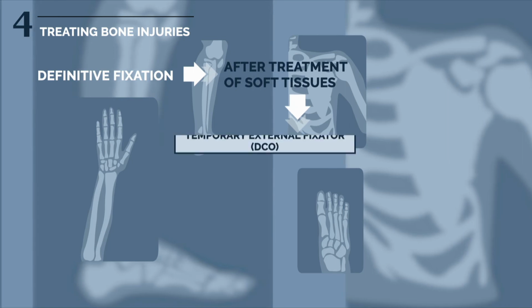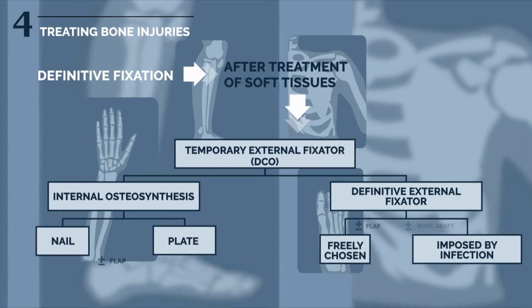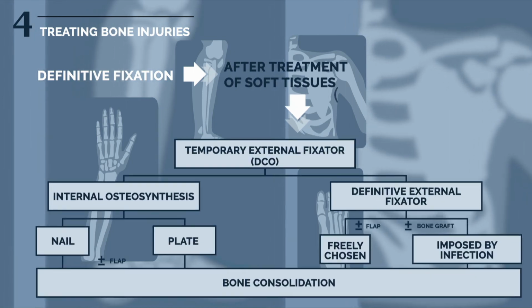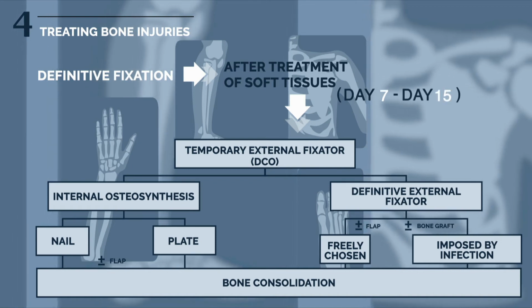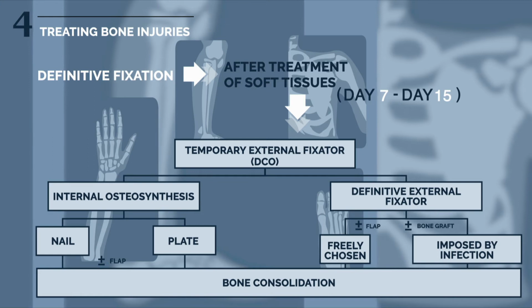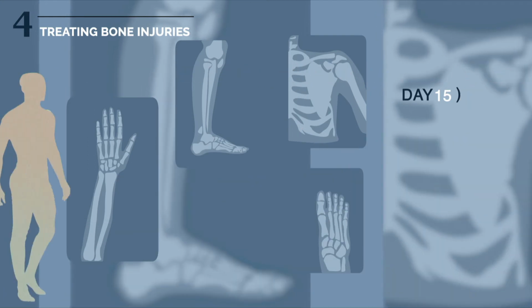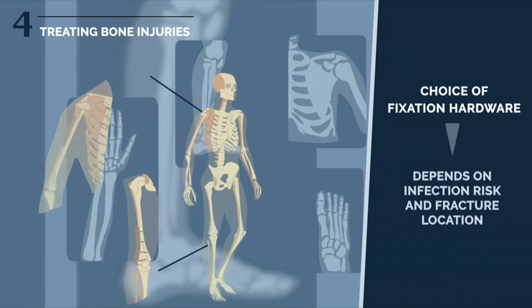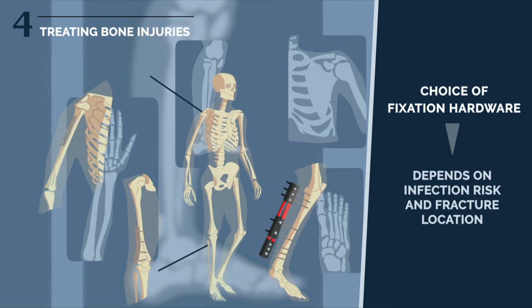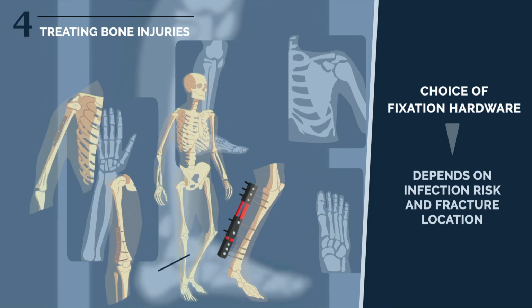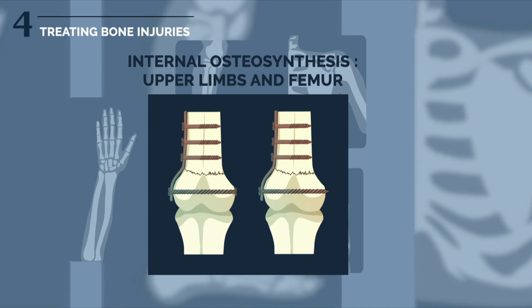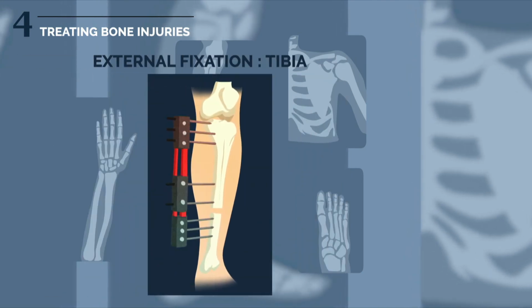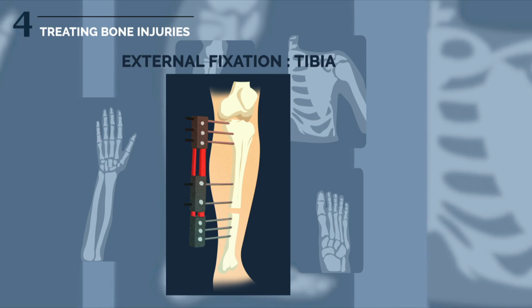Fractures are definitively fixed after the soft tissues have been treated, generally between days 7 and 15. The goal then is to obtain bone union. The choice of a definitive fixation method depends on fracture location and infection risk. Internal osteosynthesis is preferred for the upper limbs and femur. External fixation is often required for the tibia.